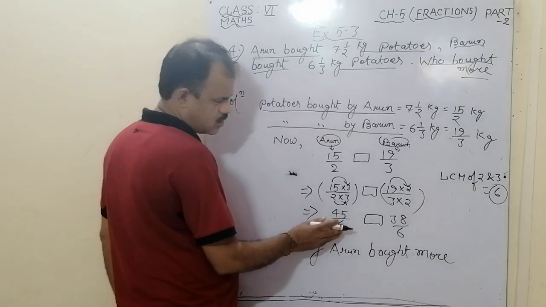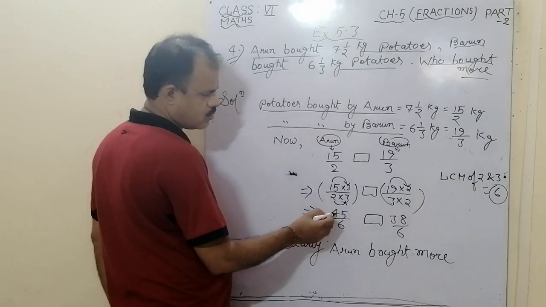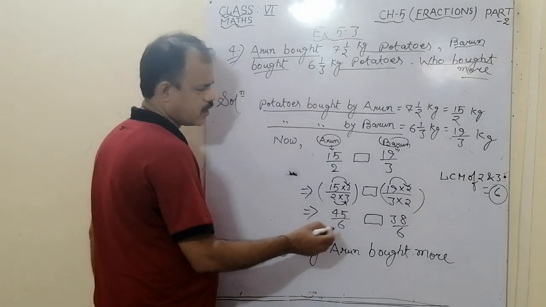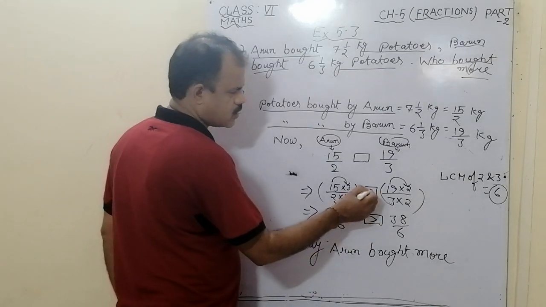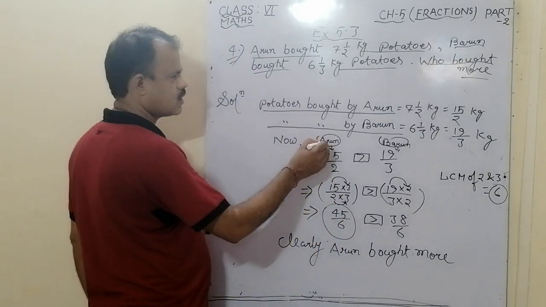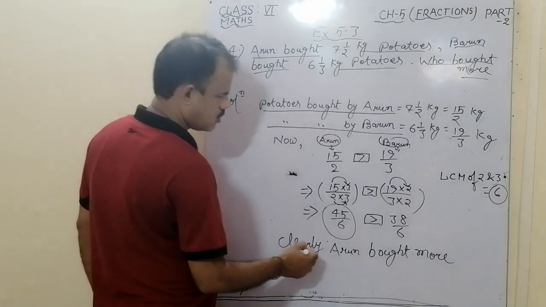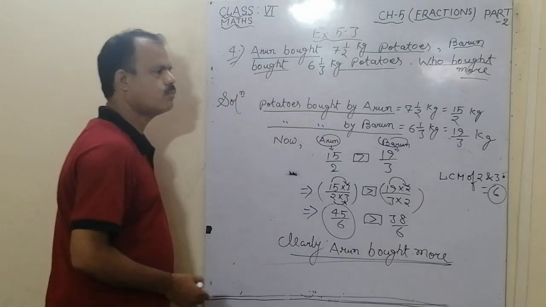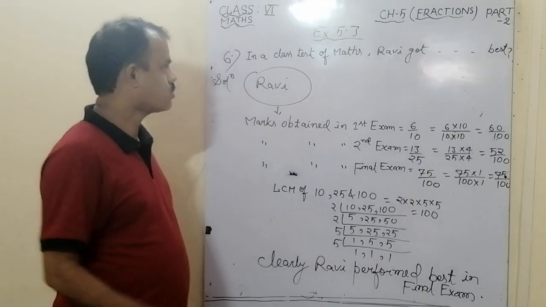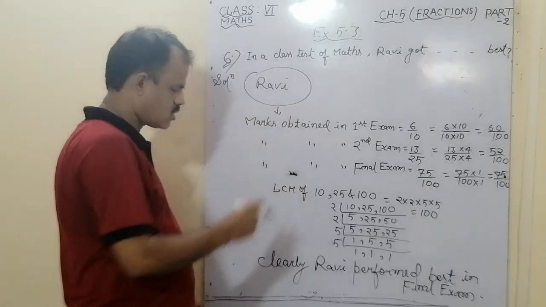So here you see the denominators are the same, so look at the numerators, 45 and 38. Which is greater? 45. So 45 is greater, and 45 by 6 represents Arun's, so clearly Arun bought more potatoes. Okay, yes student. Next, question number 6.